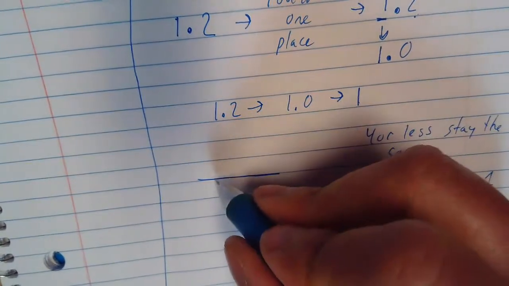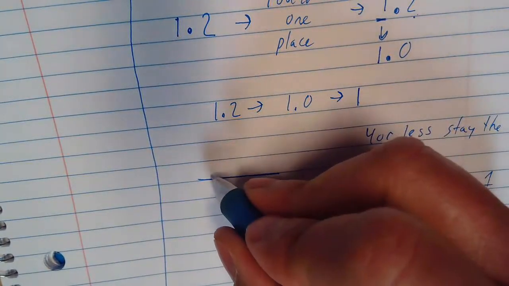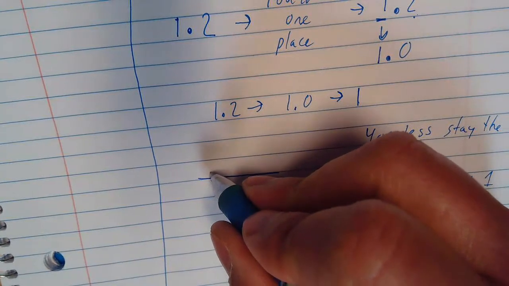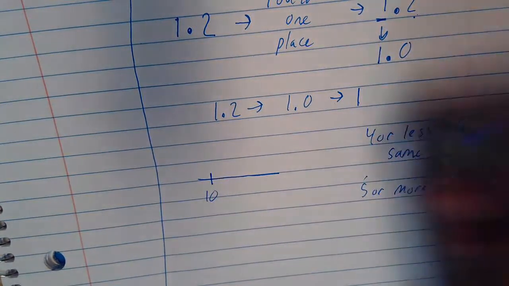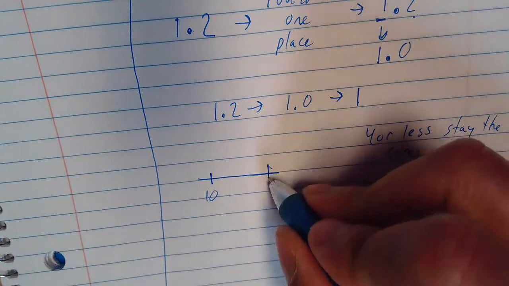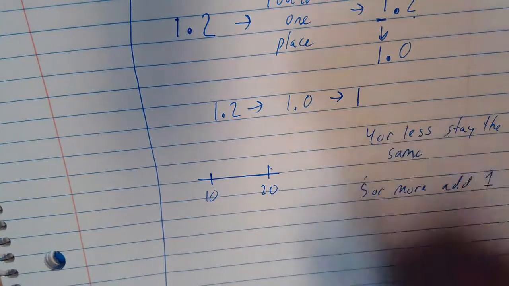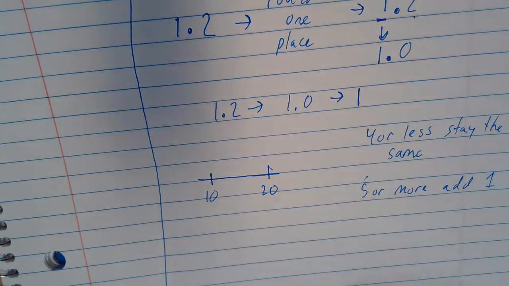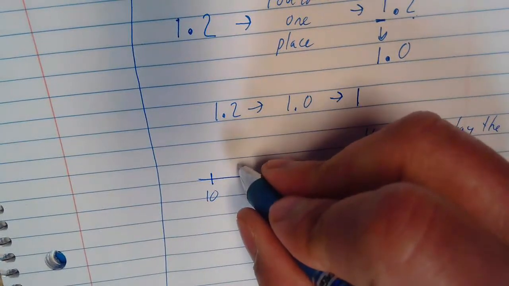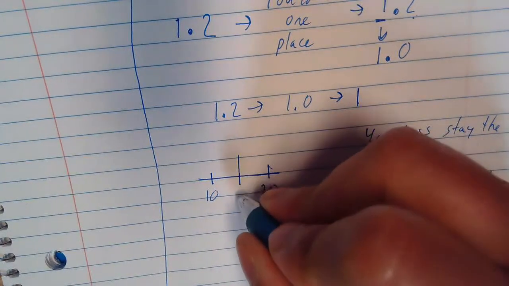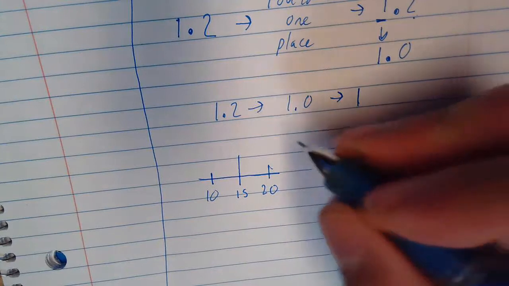Okay, I want you to think of something. Just imagine we have the number 10, just for sake of argument. And on this side we have the number 20. Okay? And in the middle, of course, we have 15. Now what am I going to do here? I'm going to draw a little hill.